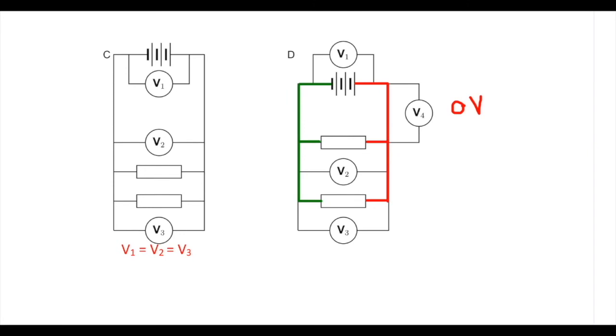Then if we consider V1, V2, and V3, you'll see they are all measuring the same energy difference. V1 is measuring what you put in, which will be equal to the potential difference over the whole parallel combination, which will be true for the top and at the bottom.